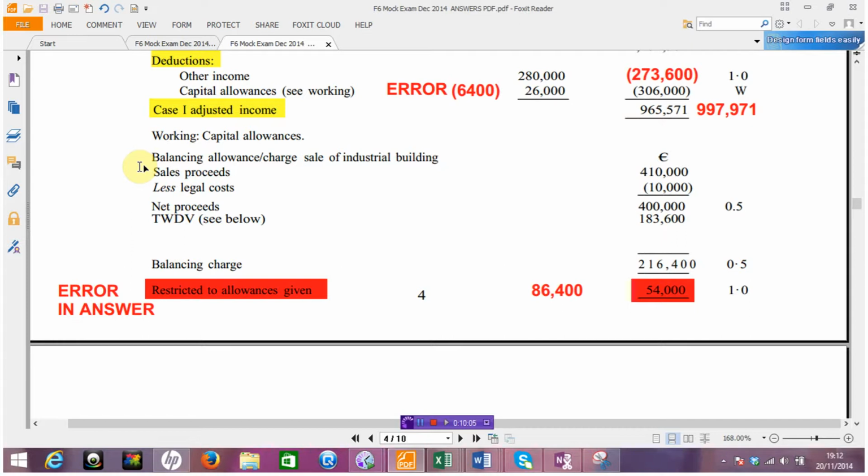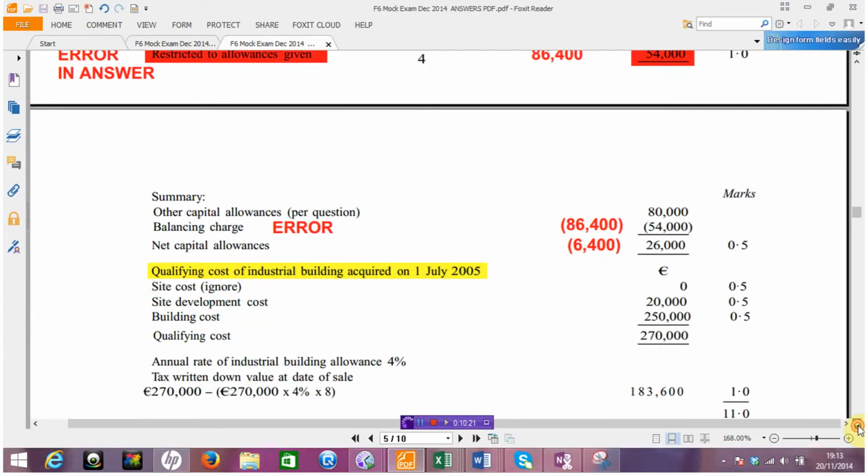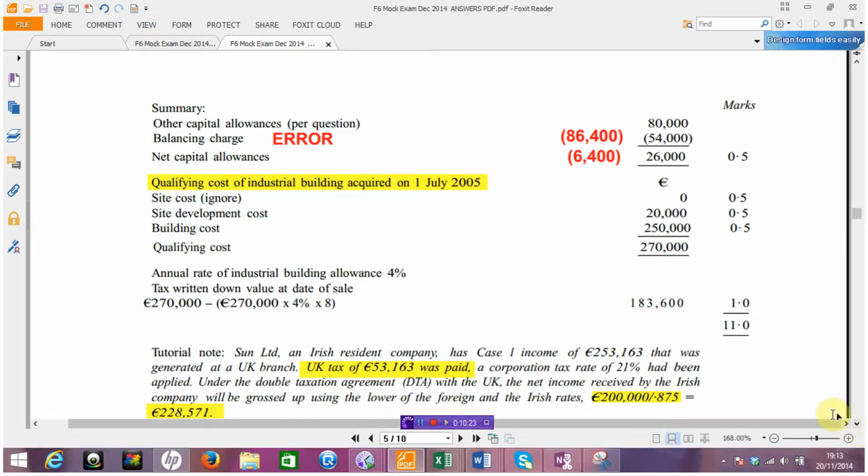Because the building, as with all buildings generally, will increase in value. So it seems highly likely that all of the allowances that have been given will be clawed back by the revenue. So what we needed to do, if we just go down the page a little bit, is really to calculate what the allowances were.